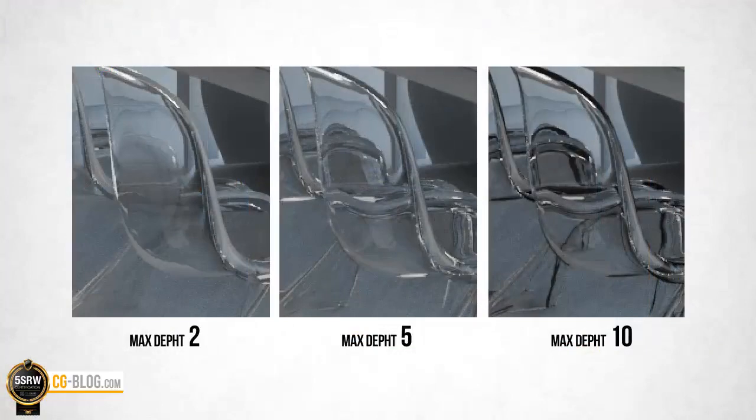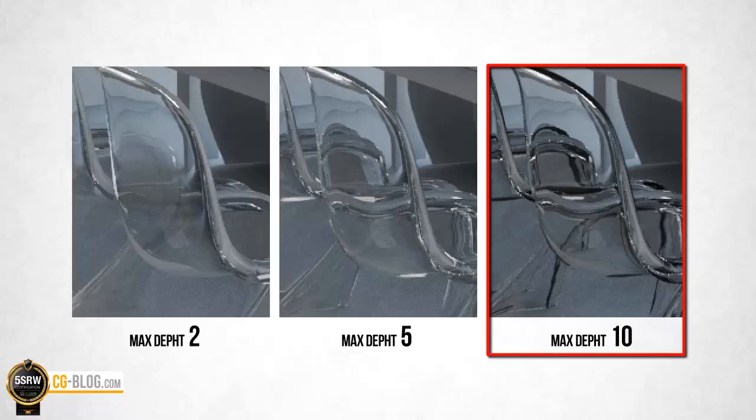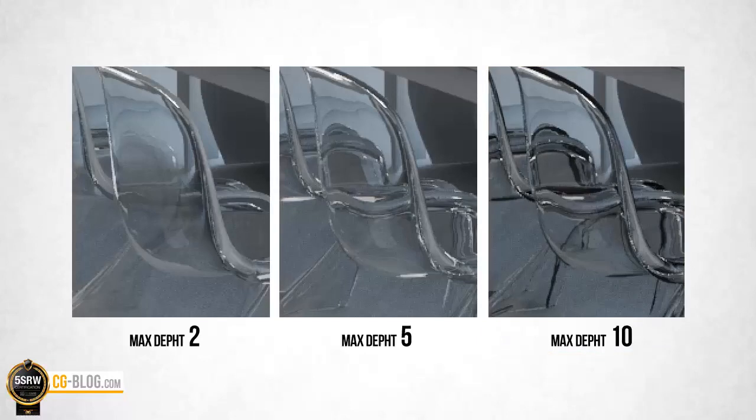To complete the max depth topic, it's good to underline that the default value 5 usually works fine in a lot of situations. Just in this case, we can appreciate a lot more details in the third image with the max depth set to 10. It's because there are a lot of glass surfaces one behind the other. That's why increasing this value improves the definition so much, but usually 5 works really fine.